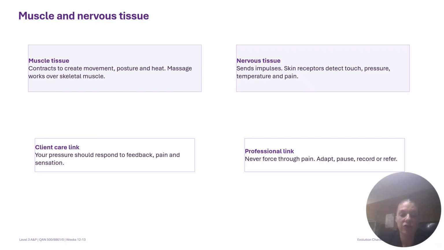So the muscle and nervous tissue. Muscle tissue contracts to create movement, posture and heat. Massage works over skeletal muscle. The nervous tissue sends impulses, and skin receptors detect touch, pressure, temperature and pain. Client care link: your pressure should respond to feedback, pain and sensation. And your professional link: never force through pain. Adapt, pause and record or refer.